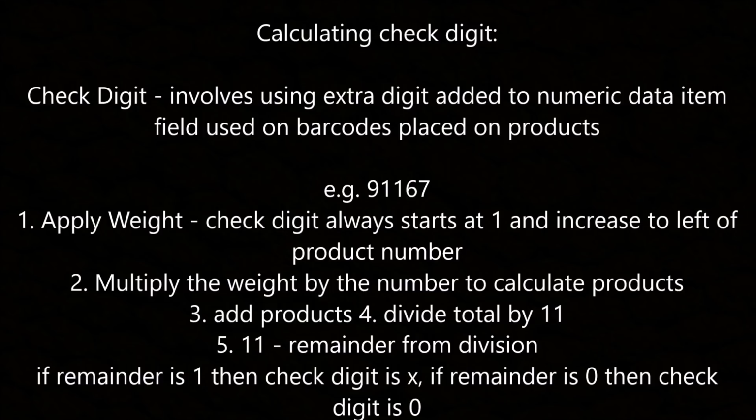Then, 3, you add the products, 4, you divide the total by 11, and then the fifth step is 11 take away the remainder from the division. If the remainder is 1, then your check digit answer is X. If the remainder is 0, then your check digit answer is also 0.